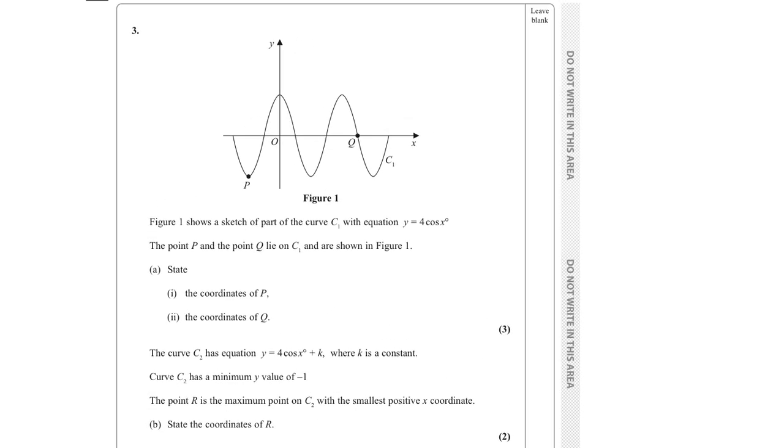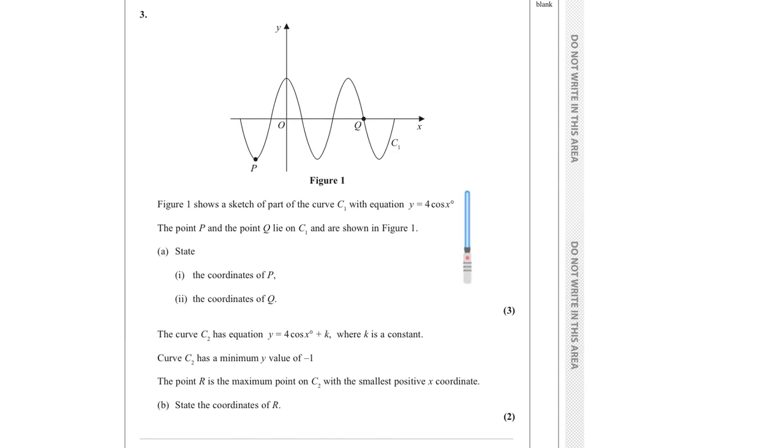Figure 1 shows a sketch of part of the curve with the equation y equals 4 cos x. And it wants us to state all the coordinates. So first of all, if you think about this, y equals 4 cos x, is it inside or outside the bracket? Outside. Who does it affect? Y. So that must mean that all of my y coordinates, we know this 1 and minus 1 is now 4 and negative 4. We know with cos that this is 180, this is 90, this is 360. So we know that every little bit goes up by 90 essentially.